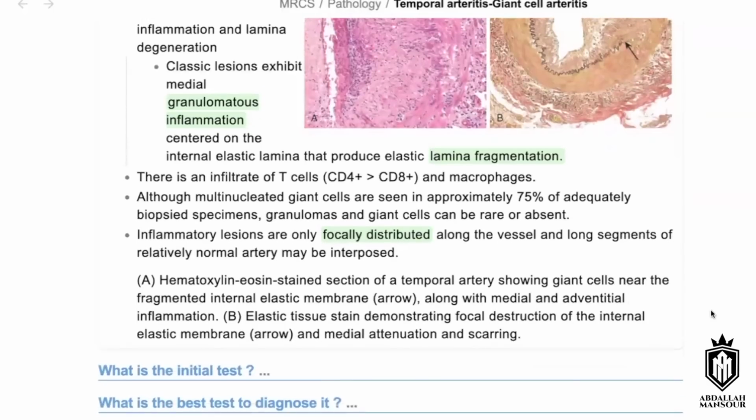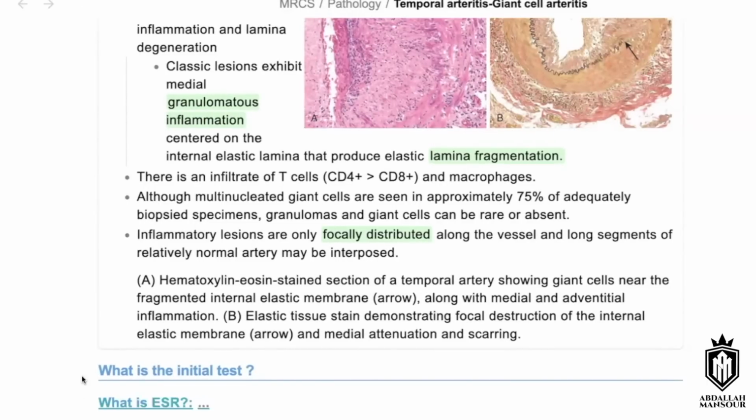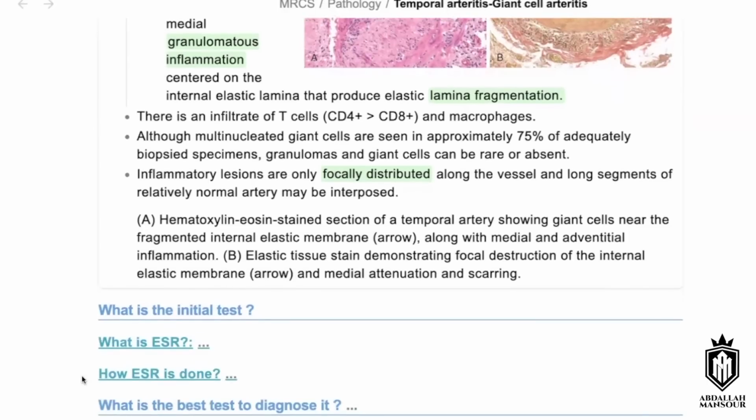Okay. What's the initial test you will do for a patient coming to you with visual changes and temporal pain or temporal tenderness? Temporal artery biopsy. That's not the initial test. That's the best test, but that's not the initial one. Okay, ESR. So you want to start with ESR or some inflammatory markers, and then you move on to doing a biopsy later on. But what is ESR?